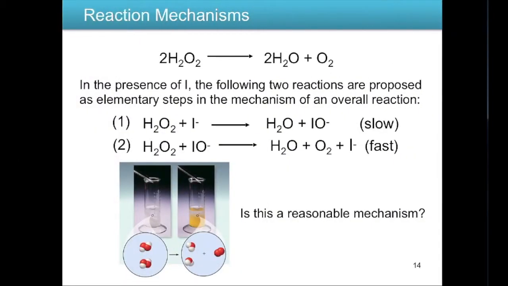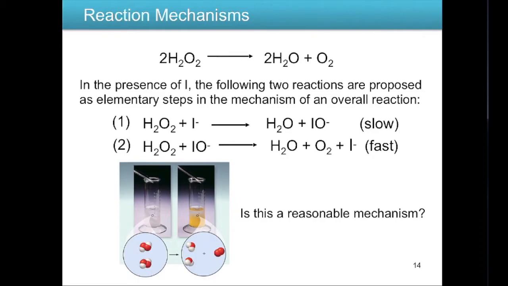So let's just try and propose a mechanism for this. So we have hydrogen peroxide plus iodide producing water and this IO molecule, and then IO reacts with hydrogen peroxide to produce water, oxygen, and iodide. So we're given the fact that the first reaction is slow, the second reaction is fast. So is this a reasonable mechanism?